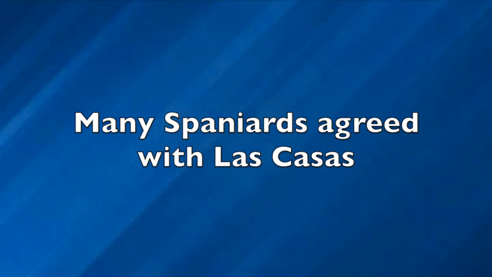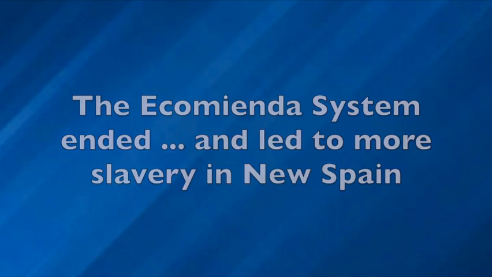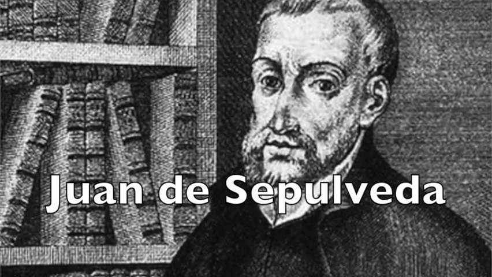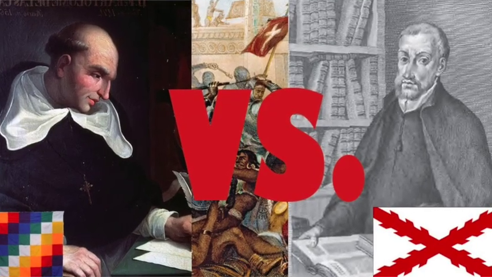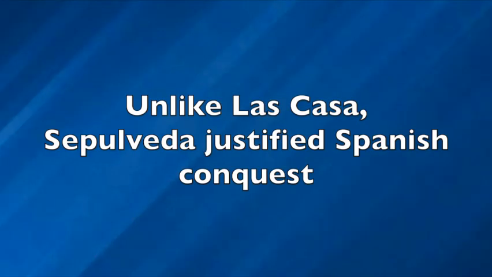De las Casas' writings really resonated with many people in Spain and would be a catalyst to eventually end the Encomienda system. And ultimately, it led to even more African slavery in New Spain. On the other hand, voices of leaders like Juan de Sepúlveda echoed through the centuries. Sepúlveda fiercely debated with Las Casas, advocating for the justification of Spanish conquest based on notions of cultural superiority and religious duty.